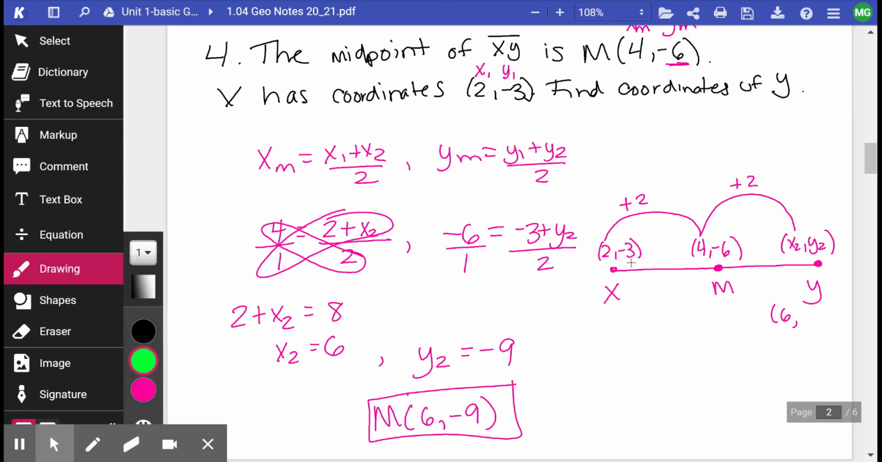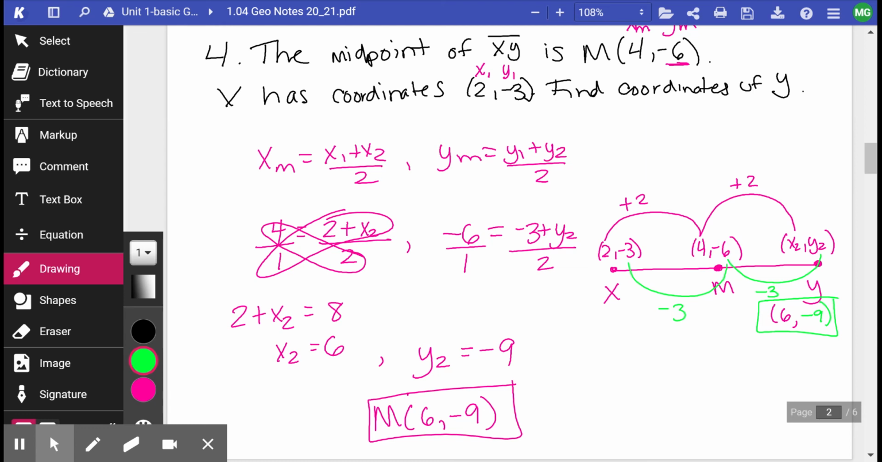Then to get from -3 to -6, I'm going to subtract 3. So to get to the next one, from -6 to my next endpoint, I'm going to subtract 3 again, which gives me -9. So very quick for your check. But again, I want you guys to be doing it algebraically, especially being in an honors level. You guys should know how to do this algebraically.